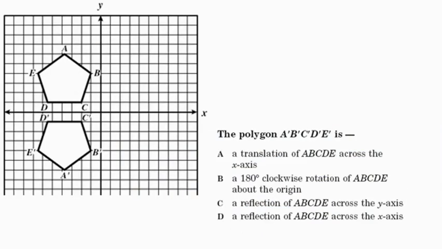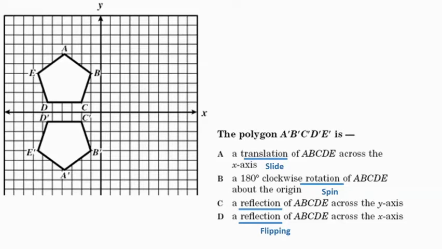The polygon A prime, B prime, C prime, D prime, E prime is a translation, a slide across the x-axis, a 100 degrees clockwise rotation about the origin, or a reflection across the y-axis, a reflection across the x-axis.